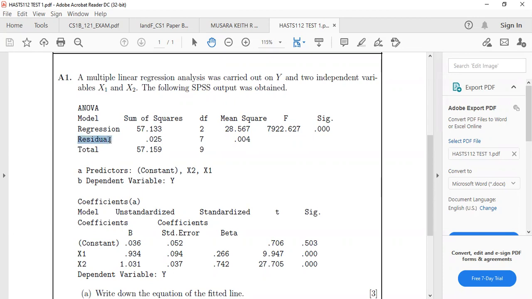This one, the residual. It might be called the error, or is called what? Residual. Then what is our SST? 57,159. Yes, excellent. So you say 57.133 divided by 57.159 multiplied by 100. What do we get?